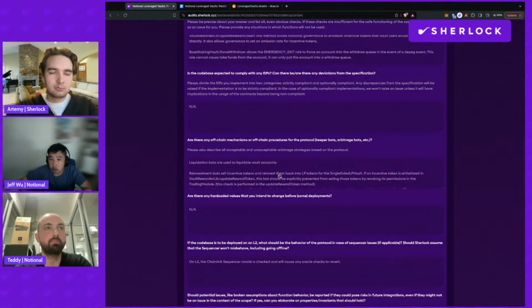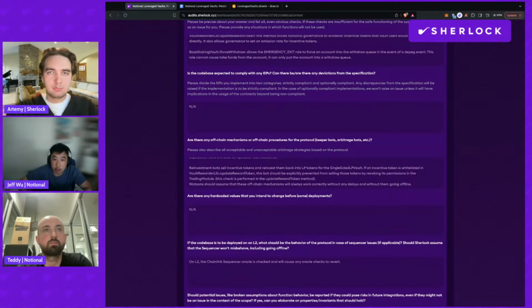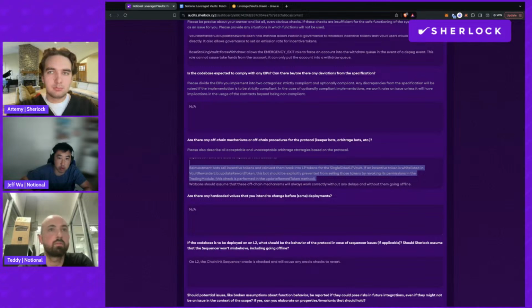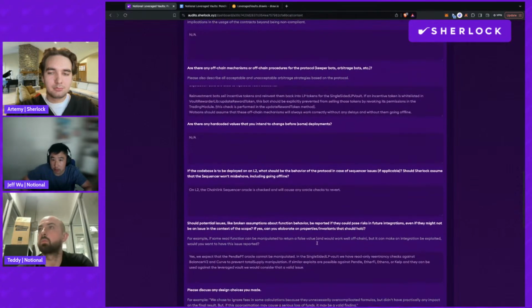All right, great. In terms of off-chain mechanisms, there are liquidation bots. Those are used across all of Notional. And in the case of the Vault Rewarder Lib, we have reinvestment bots that come and claim tokens and reinvest them back in the strategy. We expect those to be working properly. So just want to call that out.